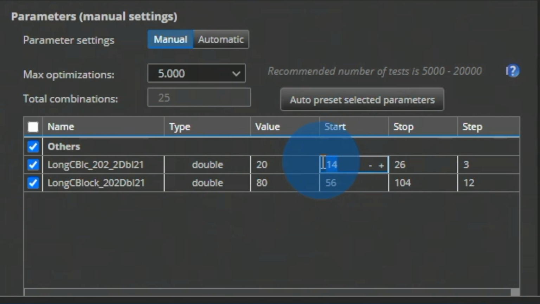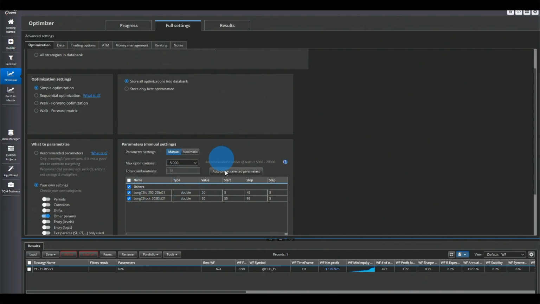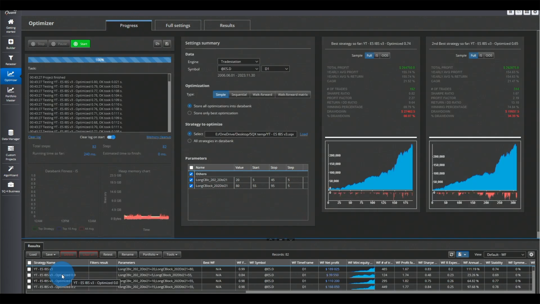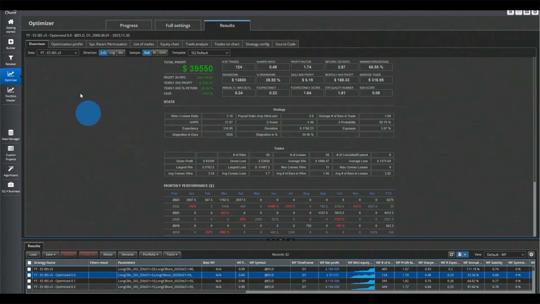So let's optimize these from 5 to 45 in a step of 5, and the exit from 55 to 95 in a step of 5. That will give us 81 combinations, and those are all the combinations. So if I run now, I click on any one. You can see here it's 82 because this is the original strategy. And now we get to the results.